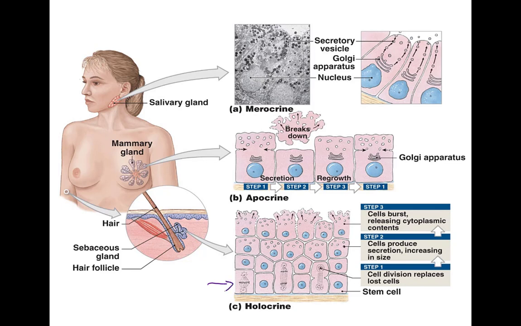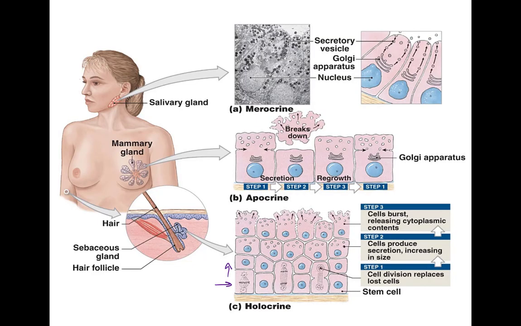Okay? So usually in holocrine glandular tissue, you have a layer of cells that's giving rise to new cells. All right, we call these stem cells. They're going to generate layer after layer of new replacement cells. As those replacement cells mature, they increase in size, okay, and start filling with secretion product.